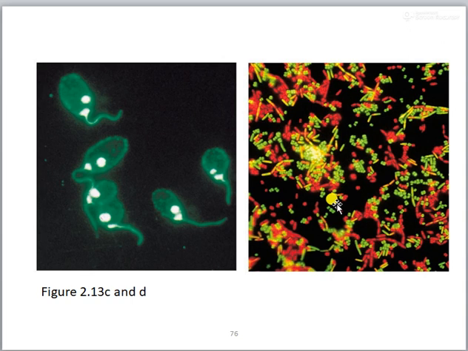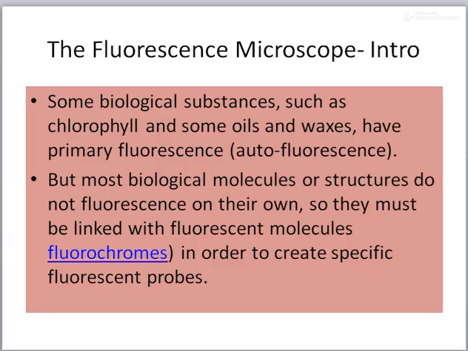Okay, and not all particles have the ability to fluoresce. Now, if you look into the biological samples, you can see that various biological samples like chlorophyll, some oils and wax and all that, they will fluoresce. They have an autofluorescence. But not all biological samples have the property to fluoresce on their own. So what do we do is, we coat them with some fluorescence emitting molecules called the fluorochromes.